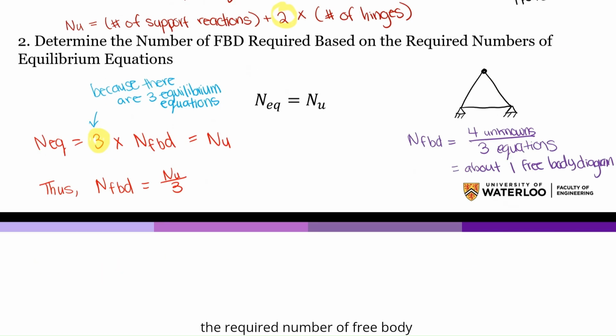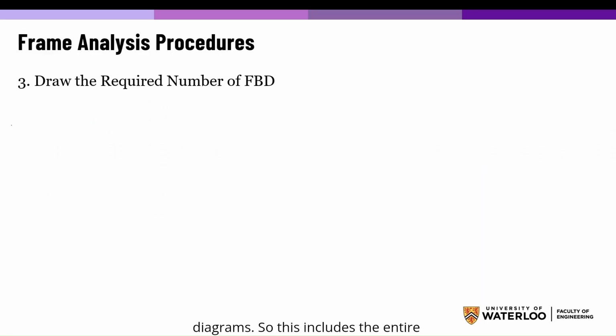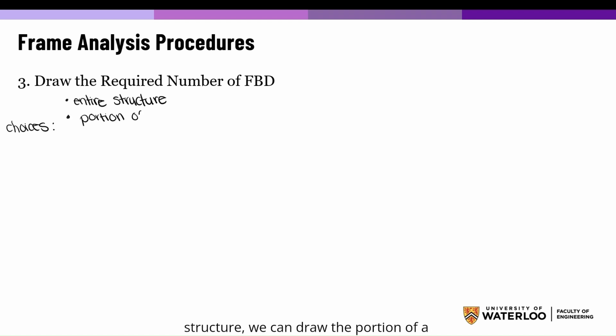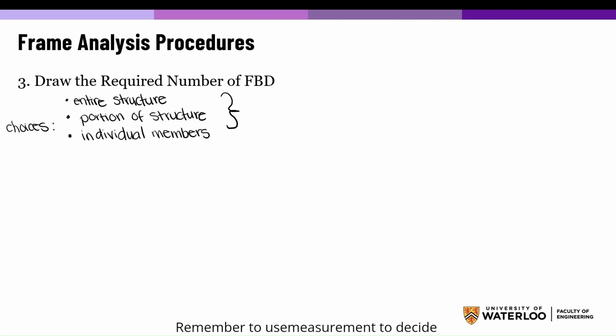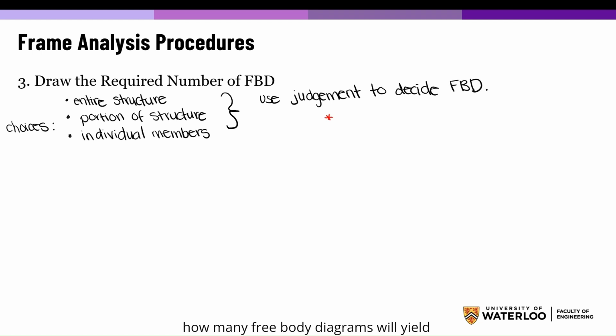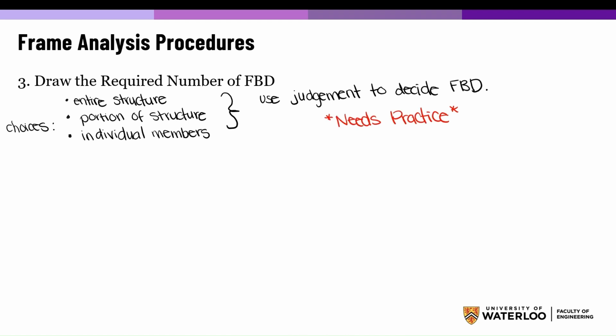Third, we draw the required number of free body diagrams. So this includes the entire structure, we can draw a portion of a structure, or the individual members. Remember to use judgment to decide how many free body diagrams will yield the most direct solution.